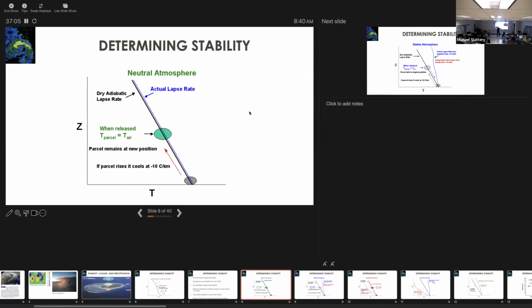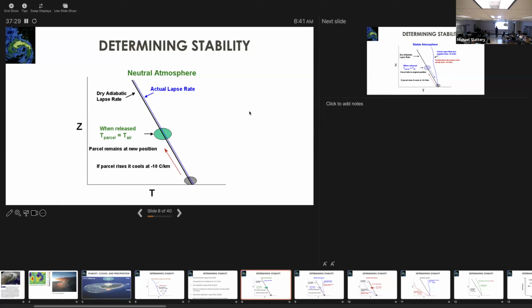And we get to this elevation here, okay? And I say, just take your hands off the parcel. Will the parcel stay there? Will it continue to rise, or will it go back down to its original location? That's the crux of stability. When you take your hands off the parcel, what is it going to do? It's going to stay there, rise, or sink.